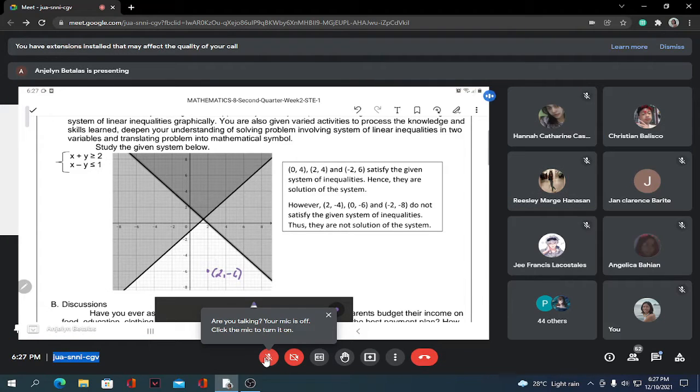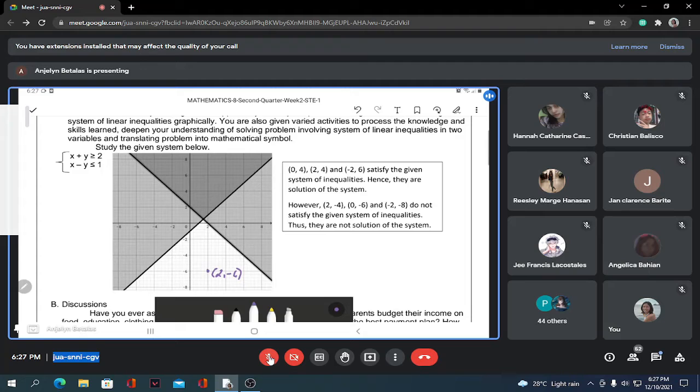So, it is clear that it is not in the double-shaded region, or not in any shaded region. This means to say (2, -6) is not a solution to the given system. Okay, this system is our focus. Next.